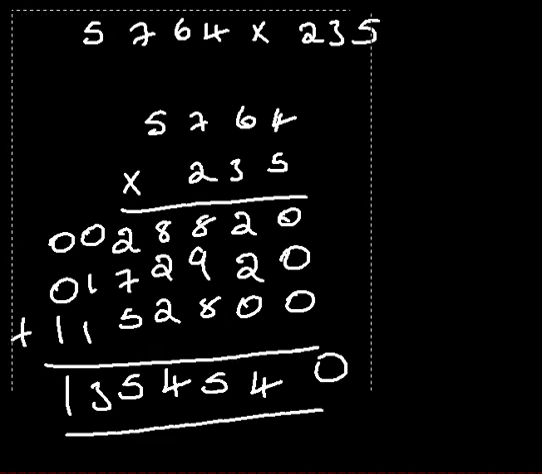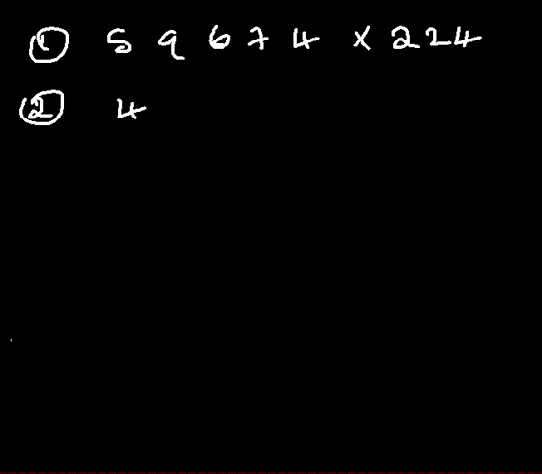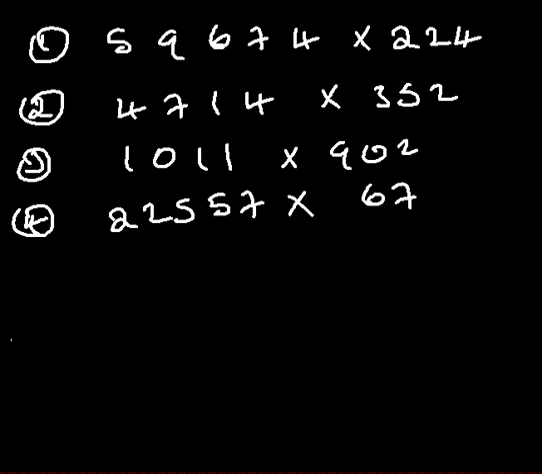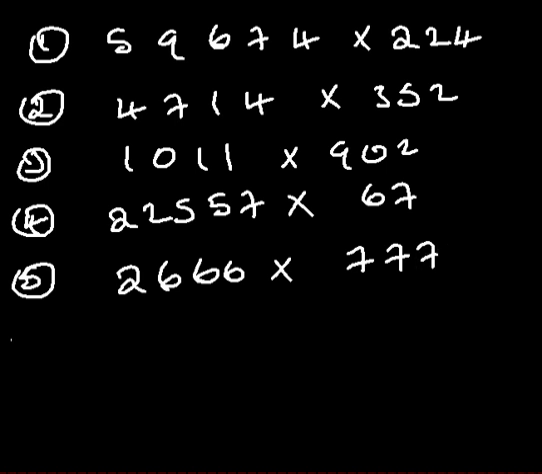So try to have the multiplication of the following numbers. Let's say if we have 5, 9, 6, 7, 4 times 2, 2, 4. And we have, let's say, 4, 7, 1, 4 times 3, 5, 2. We should also try this. Let's say we have 1, 0, 1, 1 times 9, 0, 2. And also try this. We have 2, 2, 5, 5, 7 times 67. And also try to have this. Let's say if we have 5, 6, 6, 6 times 77. So try to have those problems.